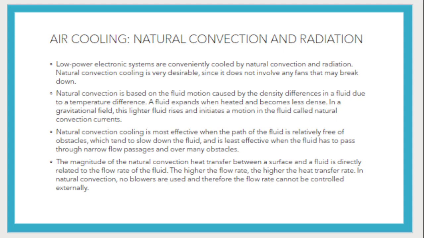Natural convection cooling is most effective when the path of the fluid is relatively free of obstacles which tend to slow down the fluid, and is least effective when the fluid has to pass through narrow flow passages and over many obstacles. The magnitude of the natural convection heat transfer between a surface and a fluid is directly related to the flow rate of the fluid. The higher the flow rate, the higher the heat transfer rate. In natural convection, no blowers are used and therefore the flow rate cannot be controlled externally.